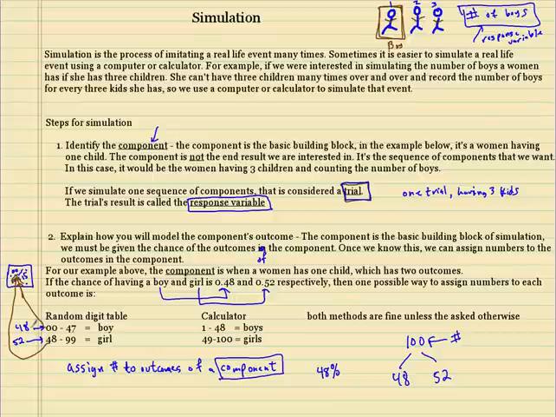If I reach in there and pull one out, what's the chance it's going to be a girl? Well, there's 52 girls out of 100, so it would be 52 out of 100, which is 52%. What's the chance it's going to be a boy? Well, there's 48 boys out of the 100, so you have a 48% chance. Okay, so hopefully you get that. The calculator's a little easier.